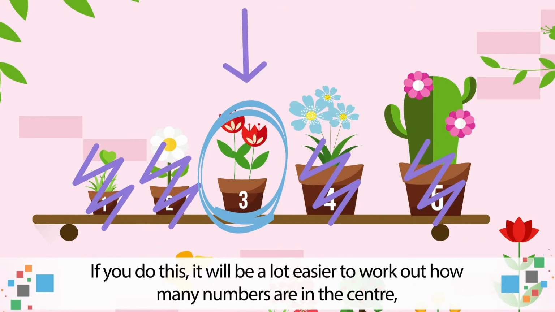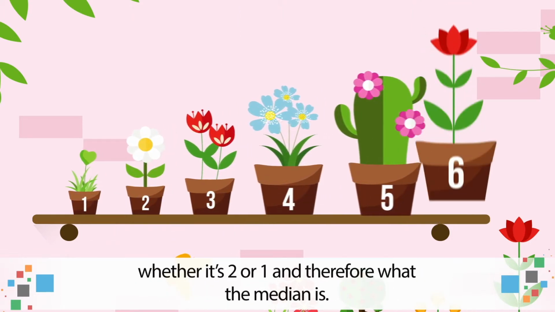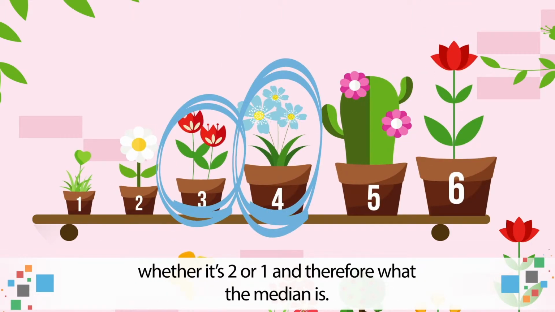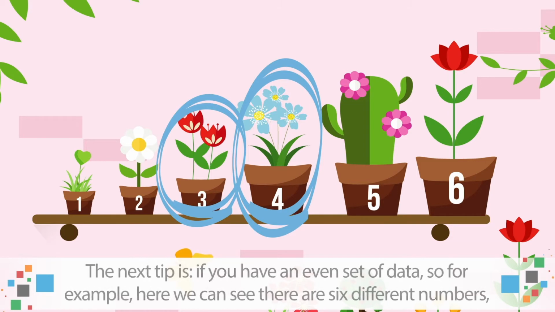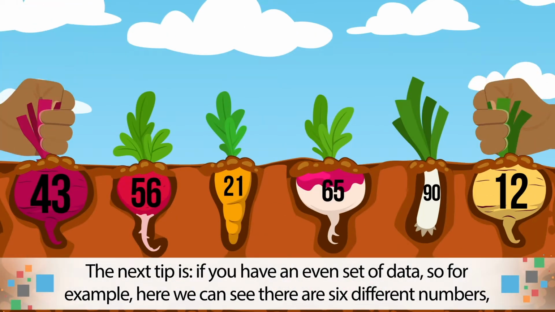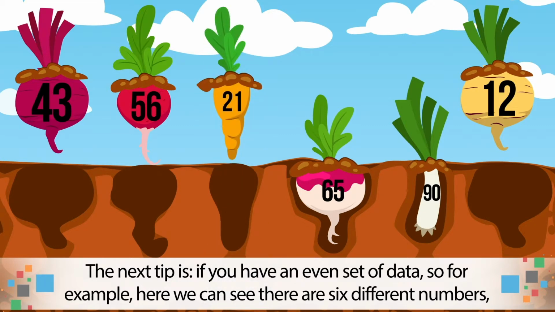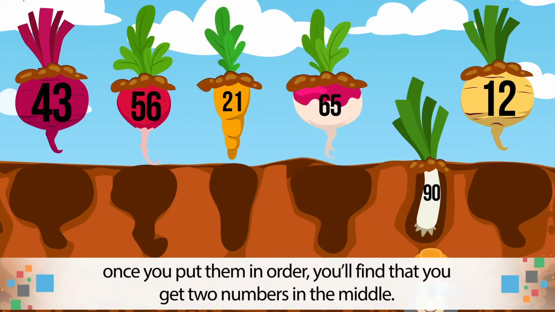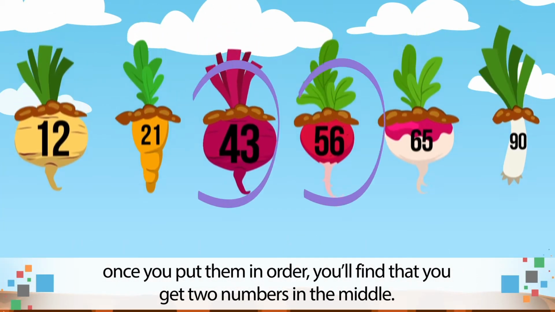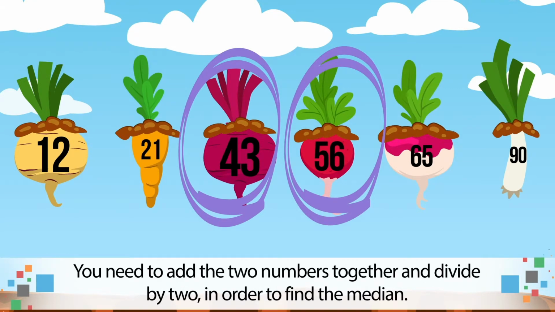If you do this, it will be a lot easier to work out how many numbers are in the centre, whether it's 2 or 1, and therefore what the median is. The next tip is, if you have an even set of data, so for example, here we can see that there are 6 different numbers. Once you put them in order, you'll find that you get two numbers in the middle. You need to add the two numbers together and divide by 2 in order to find the median.